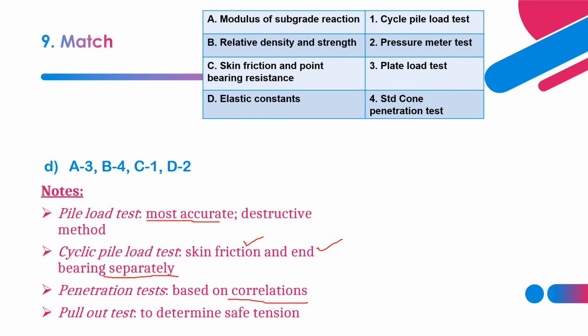And pull out test is to determine safe tension. In case of tension or uplift pressure, you have to determine those things. To determine, we use pull out test. So these are some tests and the parameters that are identified using the corresponding test. Now let's move on to the last question, the 10th one.